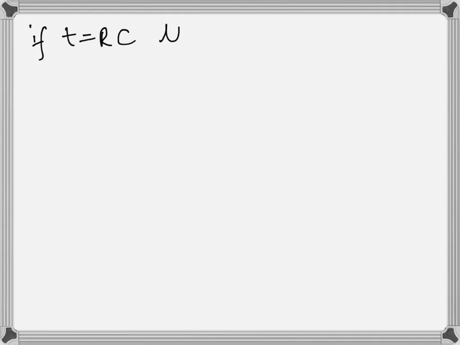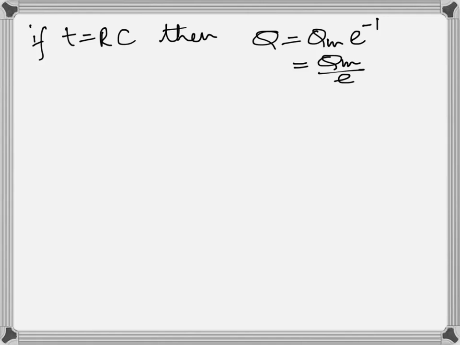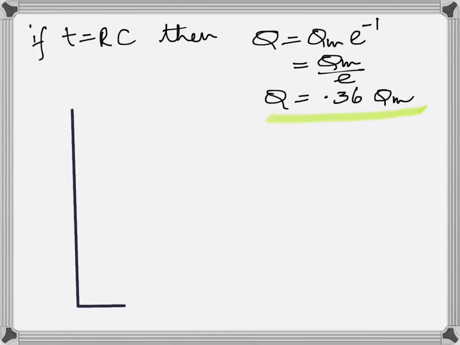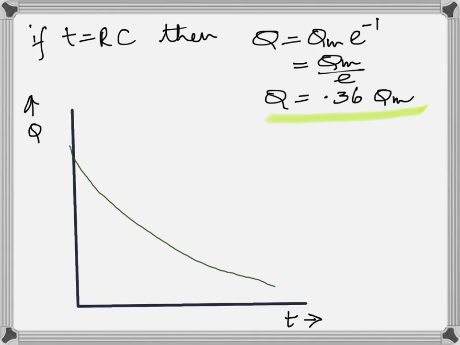Same thing in the reverse direction now. So if T is RC, then Q is Qm e to the negative 1. That's equal to Qm by E, which is 0.36 Qm. And then if you draw the graph of the discharge with T on the X and Q on the Y, it's going to drop down from Qm.